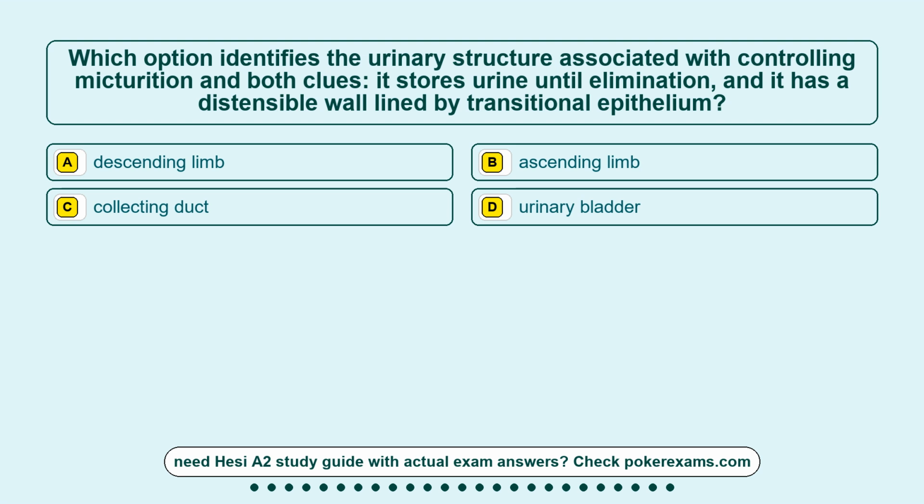Question 18. Which option identifies the urinary structure associated with controlling micturition in both clues?